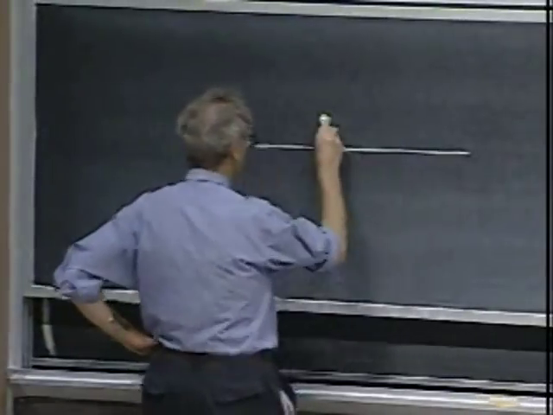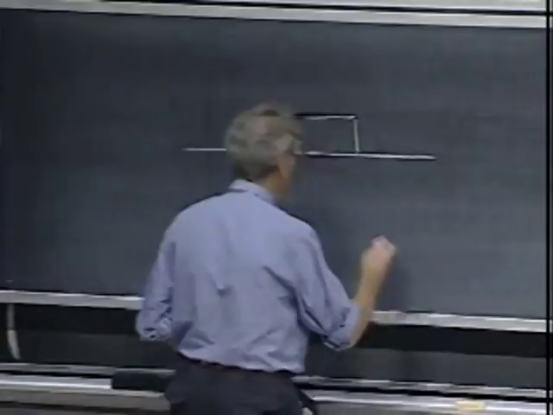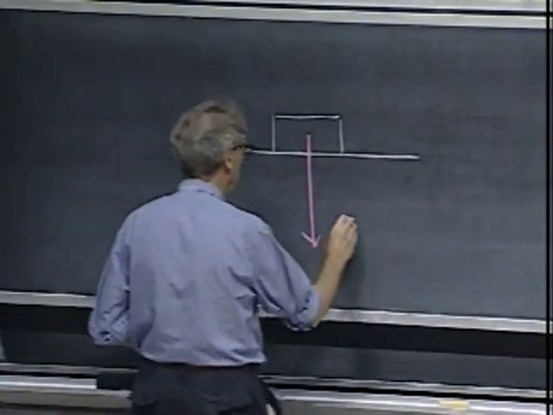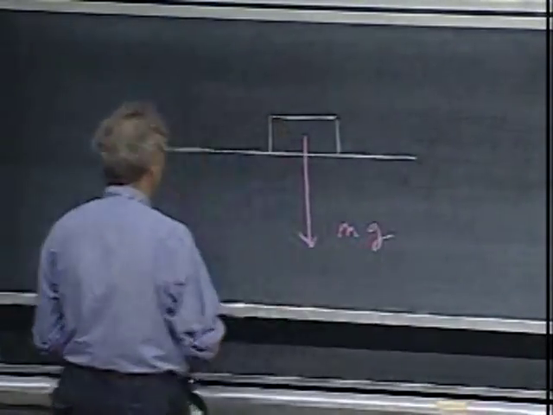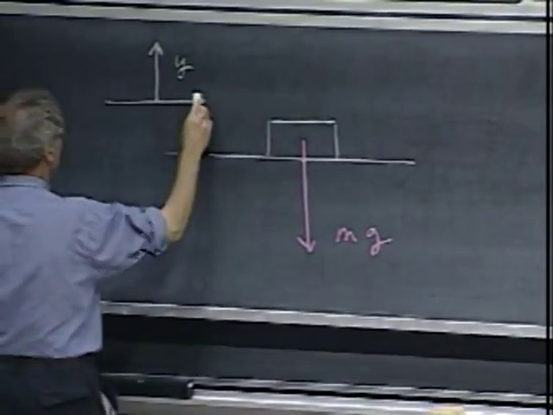I have an object on a horizontal surface. The object has a mass m, gravitational force mg. This is the y direction. This could be the x direction.